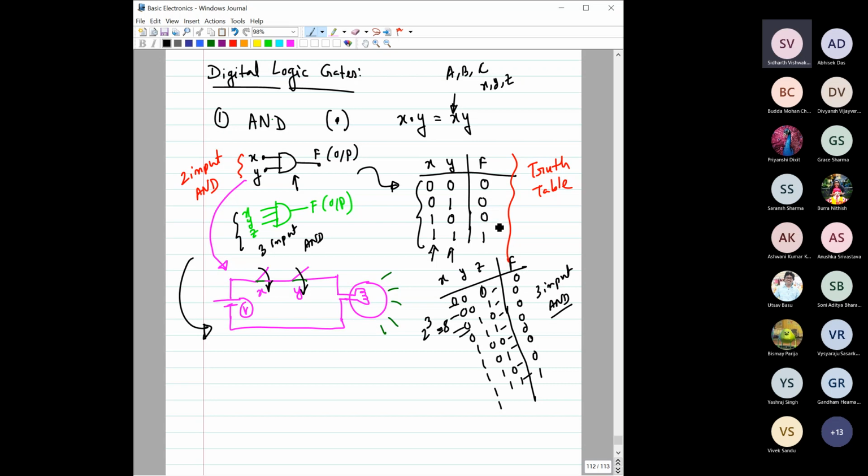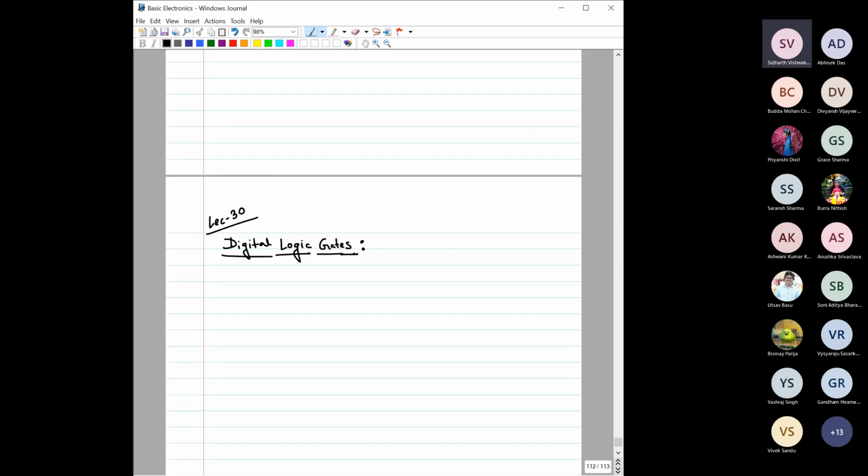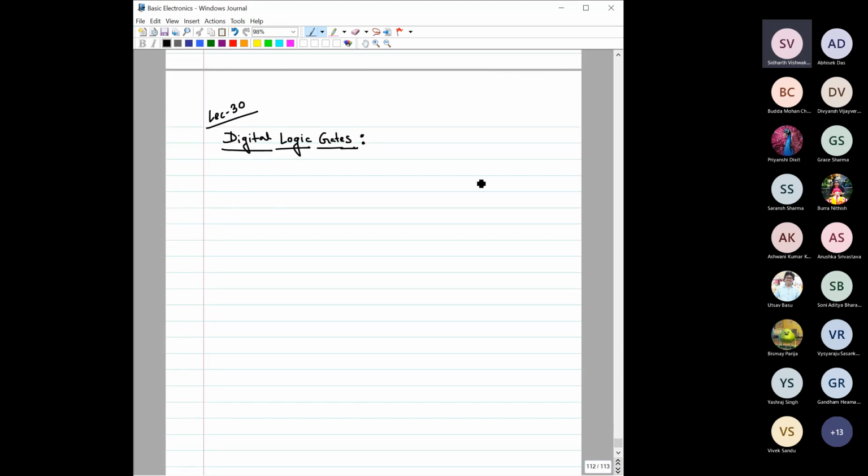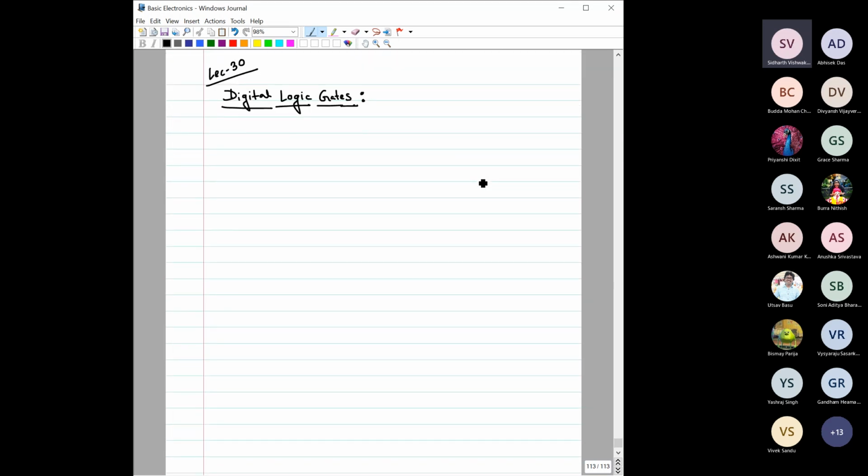Okay, so let us then start discussing the other gates as well. Here we will take some speed, and please feel free to ask if you have any difficulty in understanding at any place.